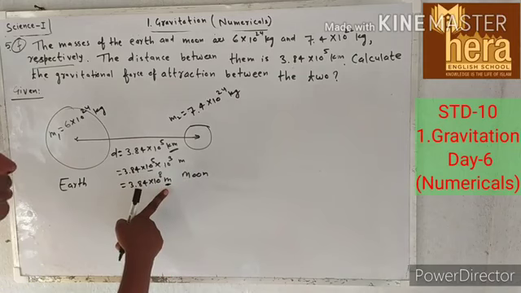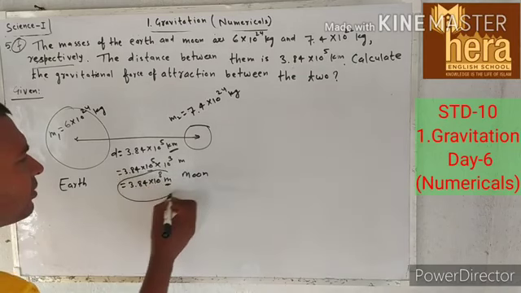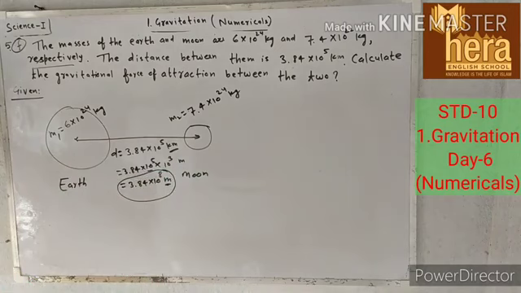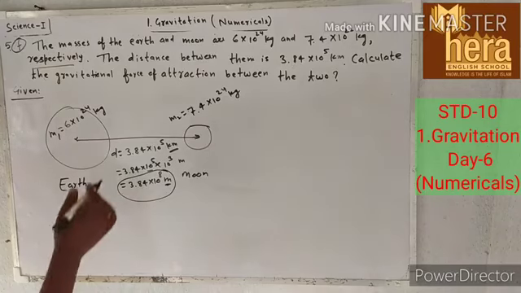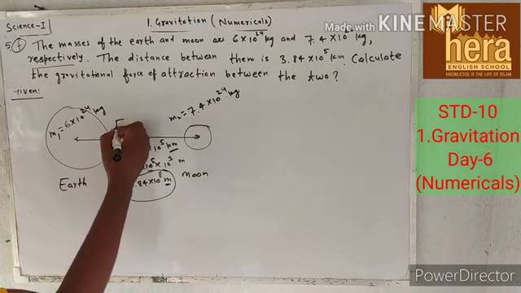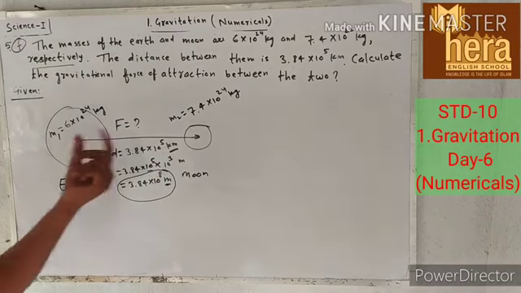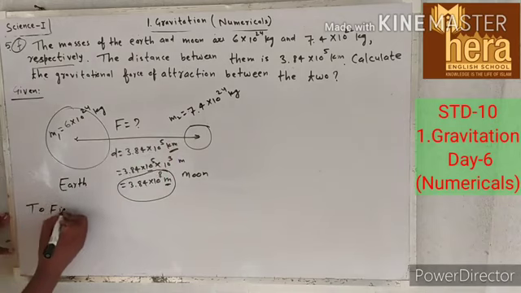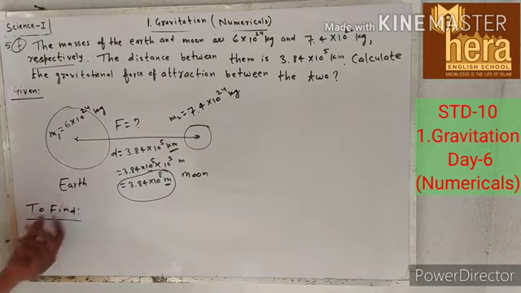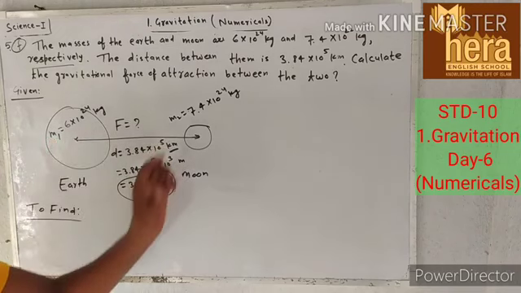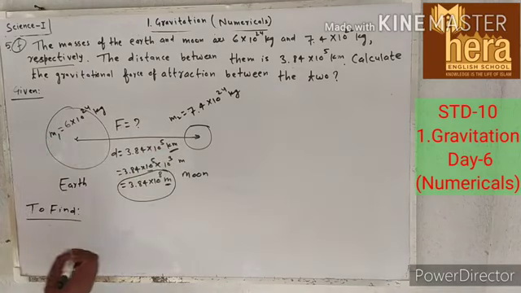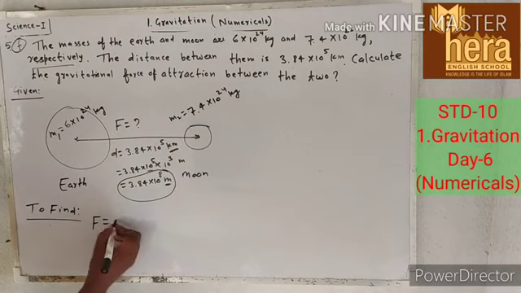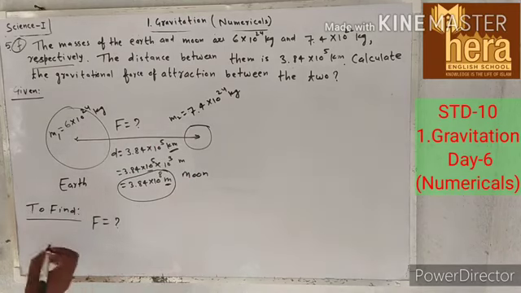So in the formula we have to use this value in the place of D. Given, calculate the gravitational force of attraction between two. F is equal to question mark. So that is given, to find. If you don't make the diagram, write everything in the language. To find force, F is equal to question mark, given to find, then formula used.